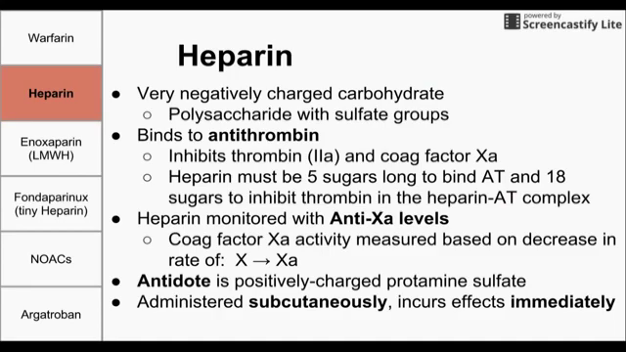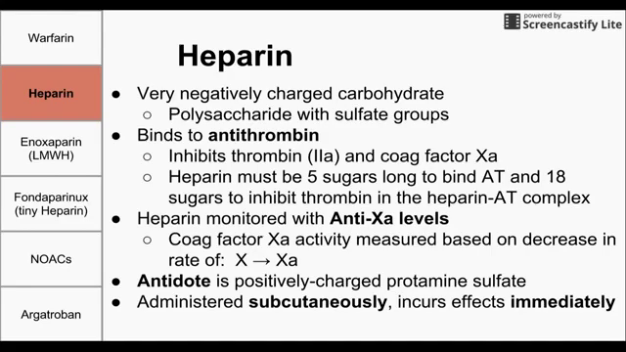So heparin has 5 sugars of its long carbohydrate chain that bind to antithrombin. And if you have 18 sugars within a heparin, that's long enough to inhibit thrombin. So heparin alone, with 5 sugars, can bind to antithrombin, which has an inhibitory effect on 10A. If you have 18 sugars, you can inhibit thrombin by forming a heparin, antithrombin, and thrombin complex. Heparin is a polymer, and it acts like a long chain that hugs antithrombin and thrombin together.